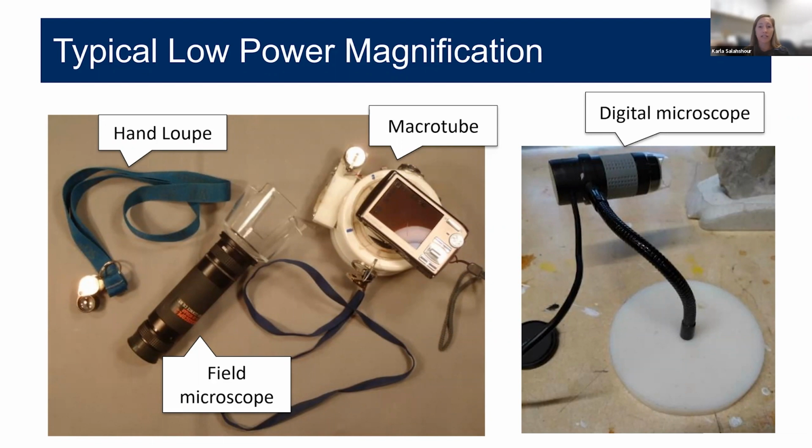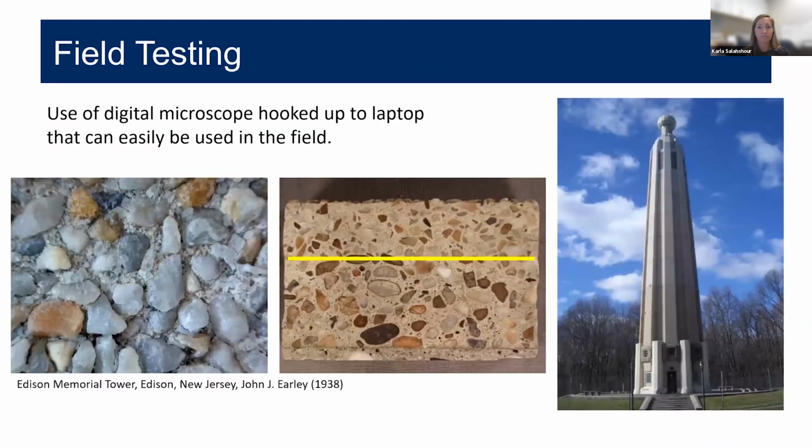But we do feel like the use of photo documentation can be important during field studies and can be useful, especially when a petrographer is involved in a project. So this is an example of the use of a digital microscope that was hooked up to a laptop in the field to take photos. Again, this was an inexpensive way to get up close field images that were then used to discuss testing options with the lab. These pictures are from the Edison Memorial Tower.